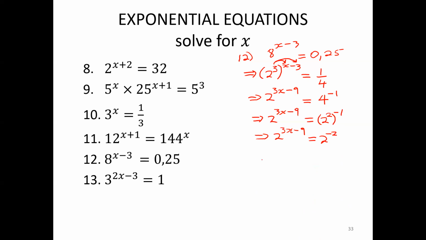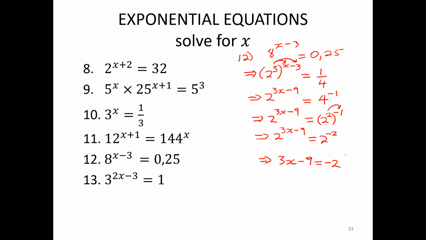Now that the bases are the same, I just need to specify that for me to get the negative 2, it was 2 multiplied by negative 1. Now that the bases are the same, you can simply drop their bases and equate the exponents. So you'll end up having 3x minus 9 is equal to negative 2.